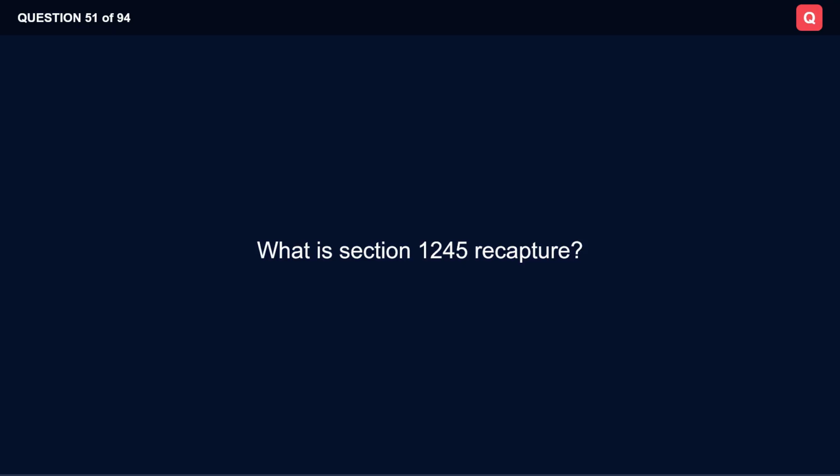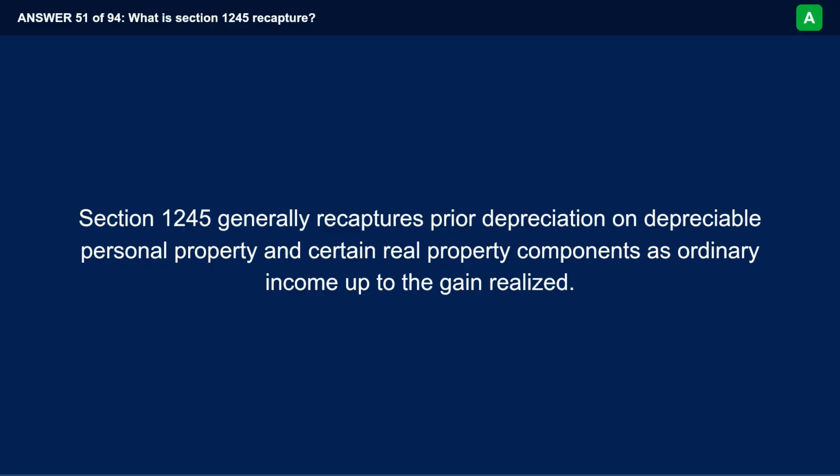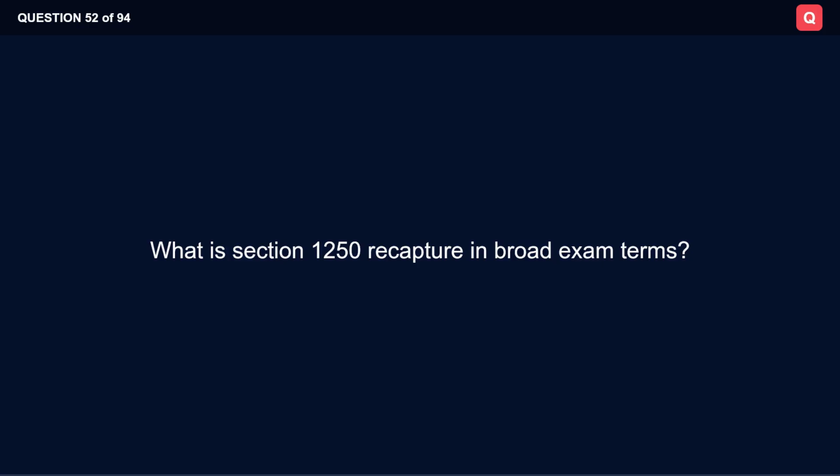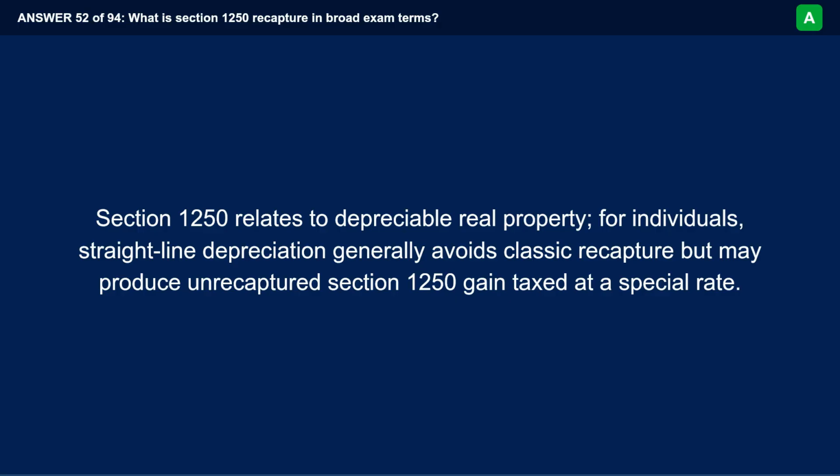What is Section 1245 recapture? Section 1245 generally recaptures prior depreciation on depreciable personal property and certain real property components as ordinary income up to the gain realized. What is Section 1250 recapture in broad exam terms? Section 1250 relates to depreciable real property. For individuals, straight-line depreciation generally avoids classic recapture, but may produce unrecaptured Section 1250 gain taxed at a special rate.